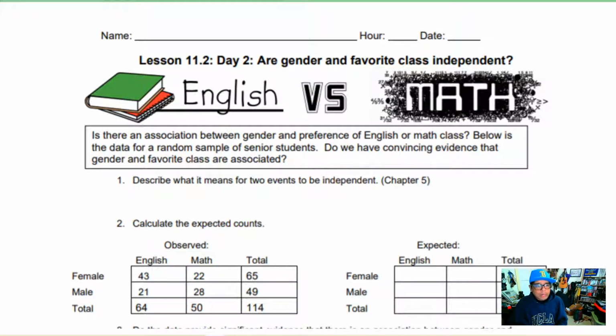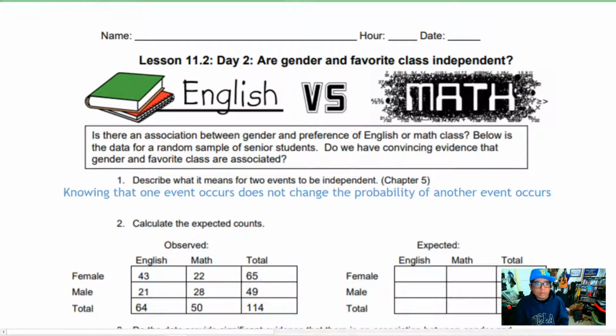Now, it's probably a good idea if we review for ourselves what it means for two events to be independent. Pretty classically, we know that independent means that knowing that one event occurs or has occurred doesn't change the probability that another event occurs. For this example, it's going to mean that if I know somebody is a male student, that's not going to change the probability that their favorite class is English or their favorite class is math.